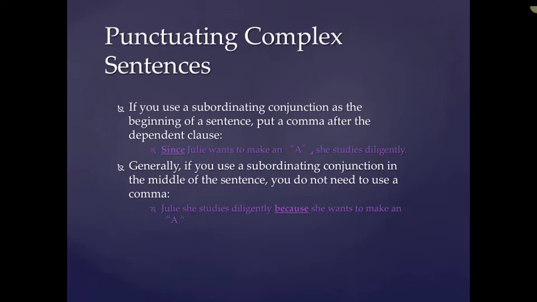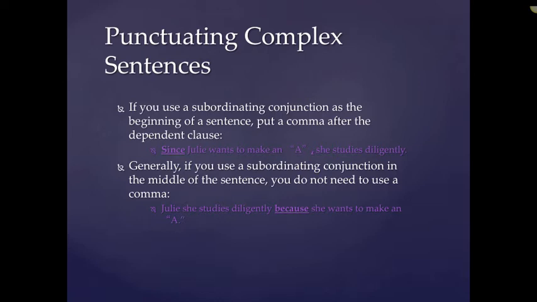So for example, in here, since Julie wants to make an A, she studies diligently. Since is a subordinating conjunction, so that makes Julie wants to make an A a dependent clause. So it needs another independent clause after it. So since Julie wants to make an A, comma, she studies diligently.